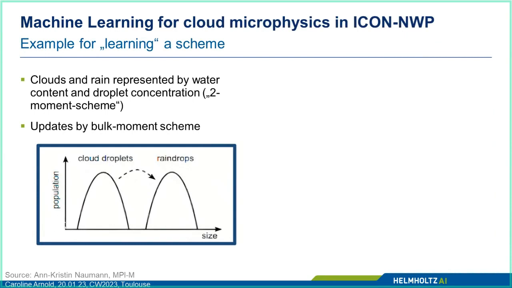So the machine learning scheme that our collaborators would like to use inside of the cloud microphysics module in ICON-NWP is the so-called super droplet scheme. Currently, the conversion of cloud to rain droplets inside of ICON-NWP is done by a so-called two-moment scheme. And the updates are done by a bulk moment scheme that is a very crude approximation of what is happening inside of a cloud.